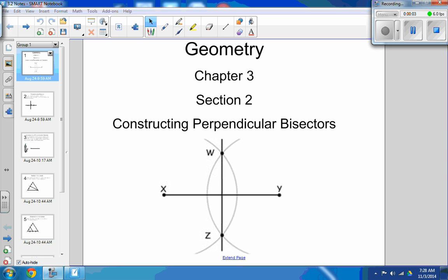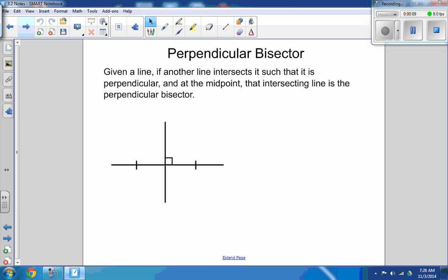Geometry, Chapter 3, Section 2, Constructing Perpendicular Bisectors. So perpendicular bisector: given a line, if another line intersects it such that it is perpendicular, and it's at the midpoint that intersects the line, it is called the perpendicular bisector.